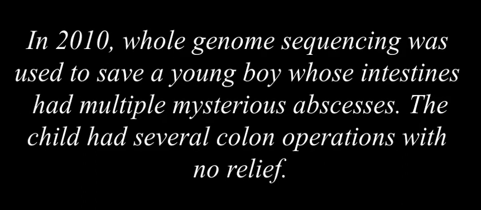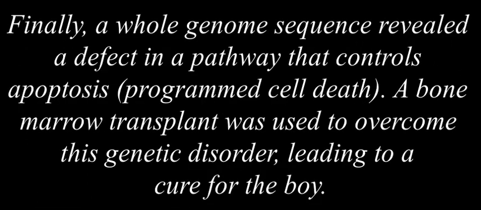In 2010, whole genome sequencing was used to save a young boy whose intestines had multiple mysterious abscesses. The child had several colon operations with no relief. Finally, a whole genome sequence revealed a defect in a pathway that controls apoptosis, or programmed cell death. A bone marrow transplant was used to overcome this genetic disorder, leading to a cure for the boy. He was the first person to be successfully diagnosed using whole genome sequencing.